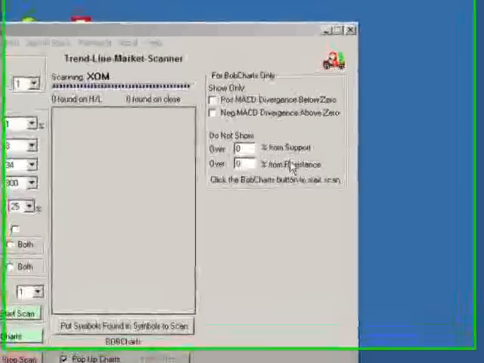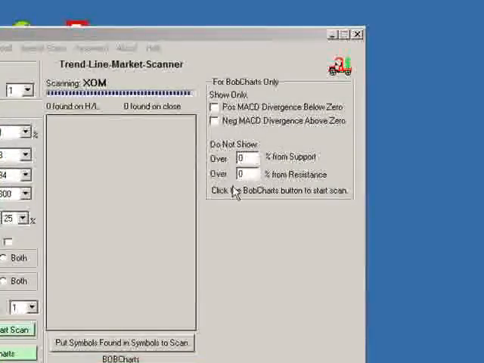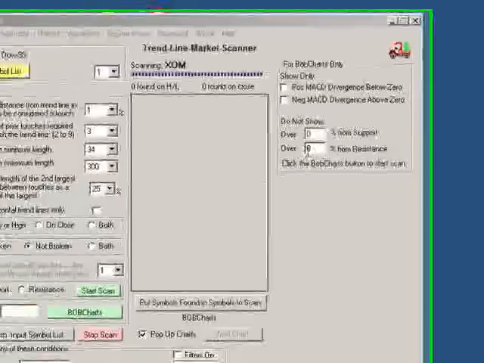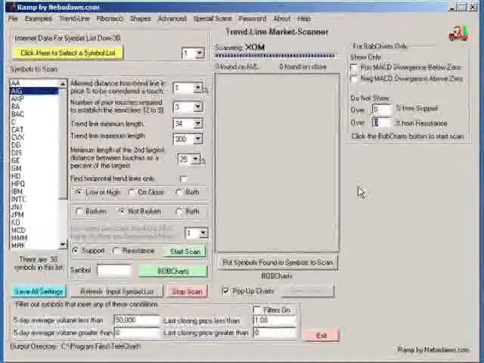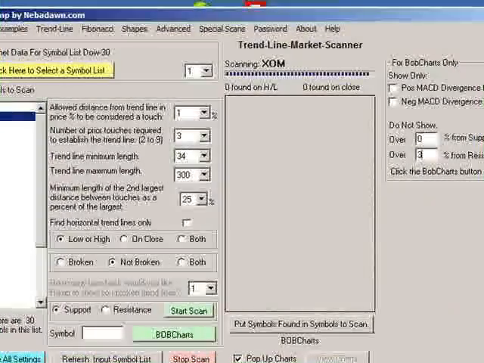Let's look at this area right here, percent from support and percent from resistance. Now note this only applies to Bob charts. It has nothing to do with the other scanning capabilities of the RAM program. I still have the Dow 30 up. I'm going to ask it to find anything within 3% of resistance.